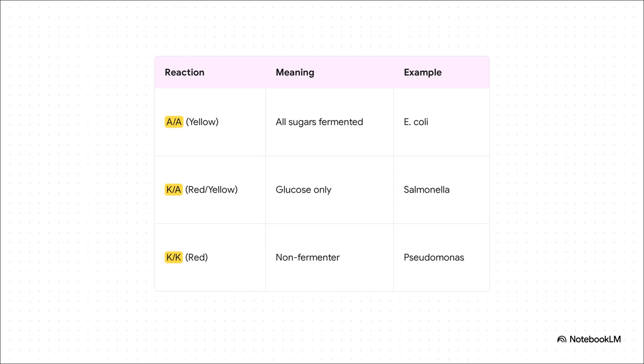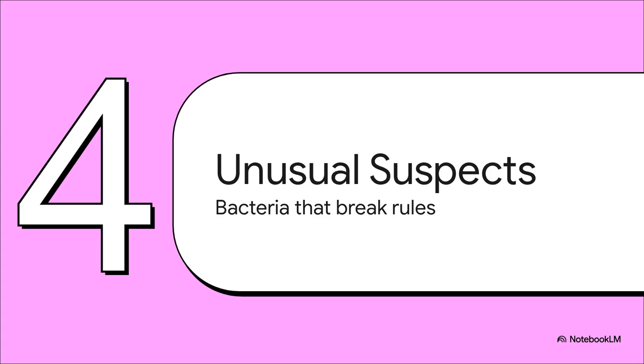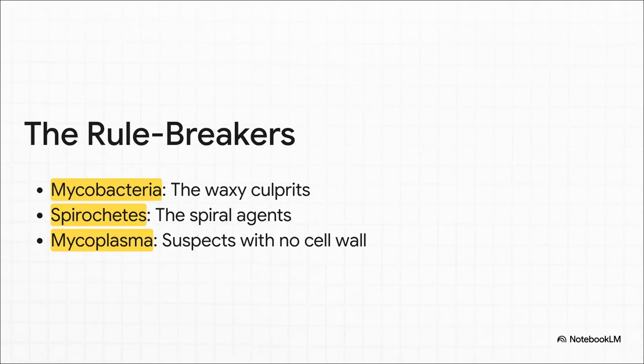It's so efficient. Okay, now for the really sneaky cases. Some bacteria are just masters of disguise. They don't play by the rules of the gram stain, and they force our microbiology detectives to pull out some really specialized tools to unmask them. Let's meet the 3 main gangs of these rule breakers.